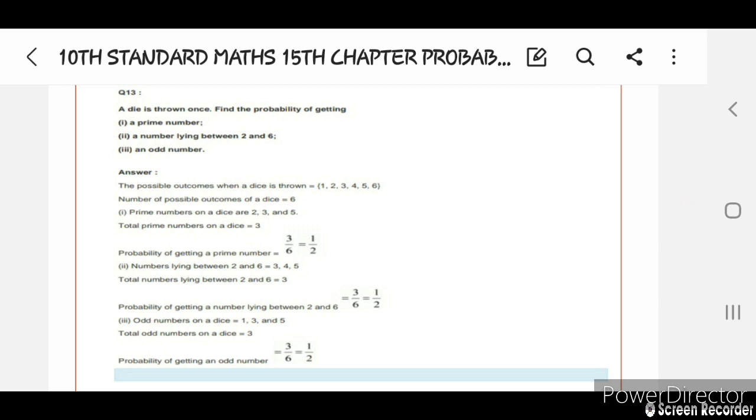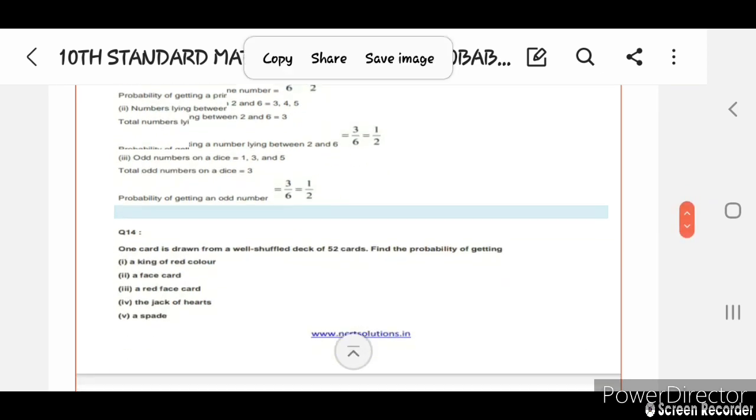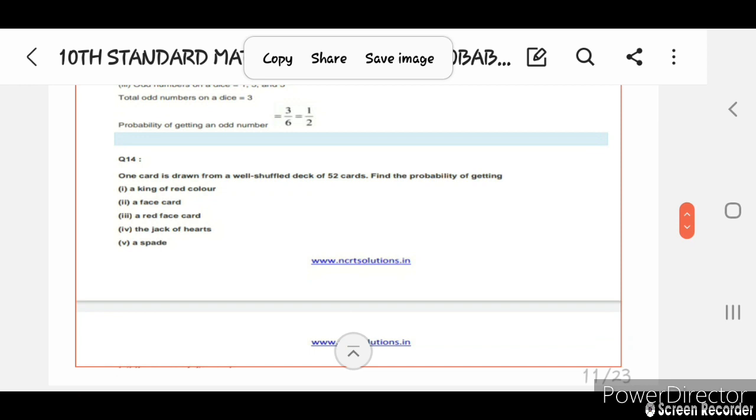Read the question correctly. Answer you will only get, because probability is an easy chapter. Okay, you have to think correctly, that's all. Think correctly and wisely. Answer you will only get.